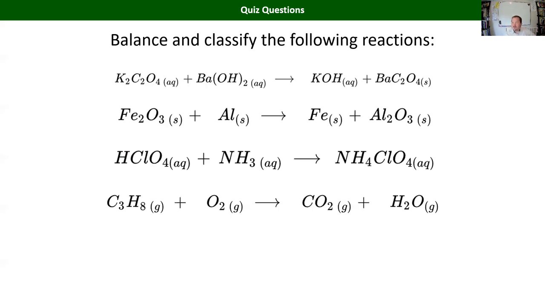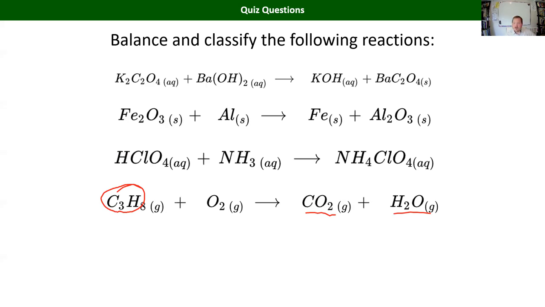All right, this last one, one of the easiest types to recognize, right? I said it enough times, but just to reiterate, you start with carbons and hydrogens together and you make CO2 and water, it's always combustion. Oxygen's always gonna be the other reactant and you're always gonna make CO2 and water.